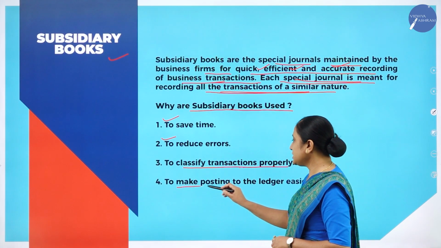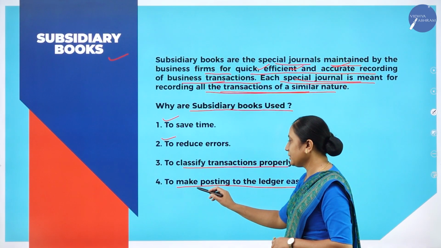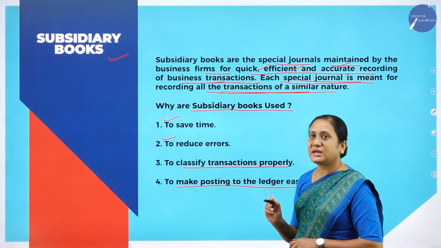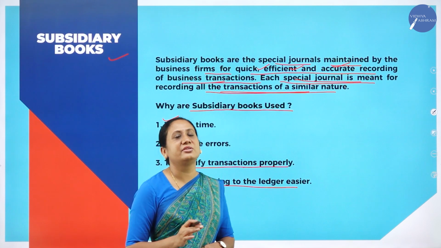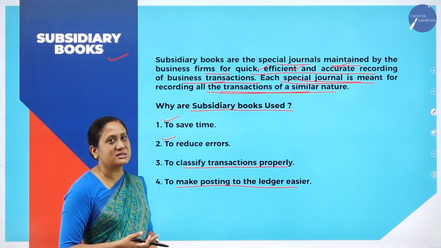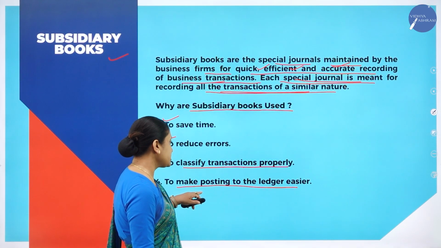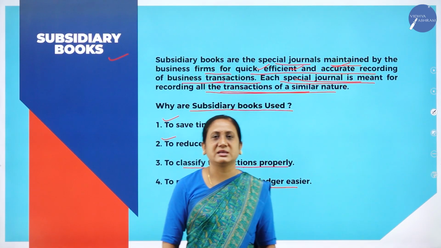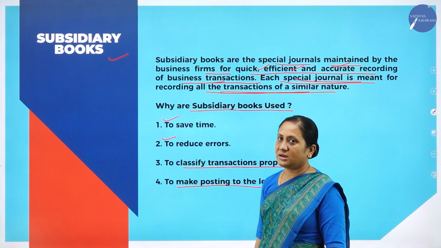And to make posting to the ledger easier, these subsidiary books will help. First, a transaction is identified. After the transaction is identified, it will be recorded in the various subsidiary books. Looking into those subsidiary books, it will be posted to the ledger. So posting into the ledger will be easier. That is why many big organizations prefer subsidiary books.